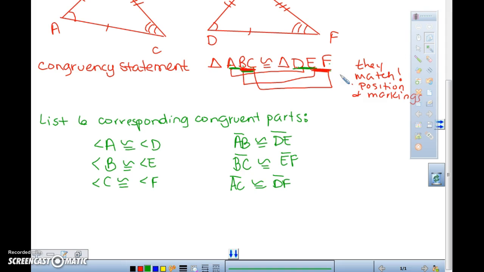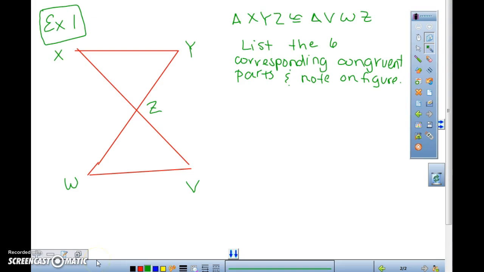Okay. Now obviously these pictures are not going to be quite so easy to tell, perhaps. It's not always going to be like, well, A is the angle on the left-hand side and D is the angle on the left-hand side, so they must go together. They could orient them any way they want to. I'm going to go back to my statement and try to match them up. So for X, what does it match to? V. All right, so let's mark it on our picture. So angle X and angle V are going to go together, and I'm going to list that down here.